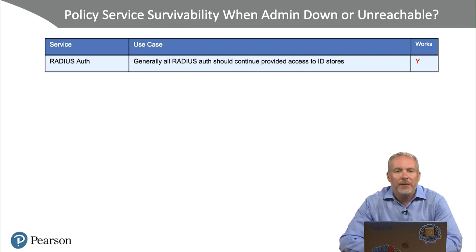Let's talk about what happens when we have a failure of the admin node. The admin node, remember, is the brains of the operation. So what services are impacted from a failure perspective? Radius authentication. Generally, and I'm saying generally, this is like 99.9% of the times, Radius should continue to function. Those PSNs are standalone, they answer their own request.